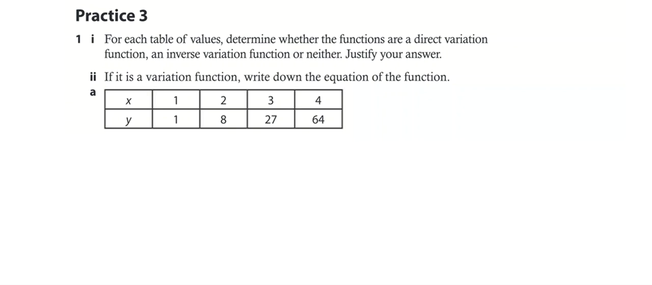So do you think these values are showing variation, direct or inverse? Well, what is it definitely not? Inverse. Why is it definitely not inverse? Because both numbers are rising. Both are going up. Simple as that. Both sets of numbers are going up.